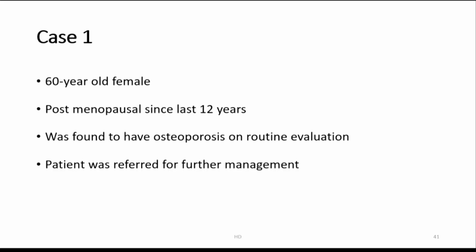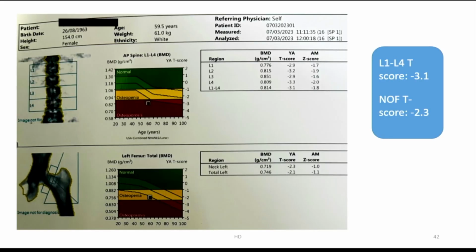So just a short case. This is a case of a 60-year-old female, postmenopausal since the last 12 years. She was found to have osteoporosis on routine evaluation when she visited orthopedics for non-specific bone pains and was referred for further management. So this was the DEXA scan. This is how a normal routine DEXA scan looks like. The L1 to L4 T-score, you can see, was -3.1, and on neck of femur it was -2.3. So the L1 to L4 T-score was -3.1, so it classifies as osteoporosis.